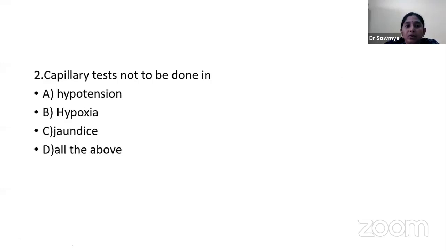So capillary tests are not to be done in which condition? Hypotension, hypoxia, jaundice, or all of the above? Give them 1 minute for the people to answer. I think we should have more participants answering. I am seeing only 1 or 2 people repeatedly answering. So again, all of them are answering correctly. So the answer is D.